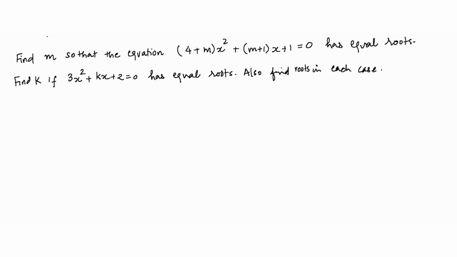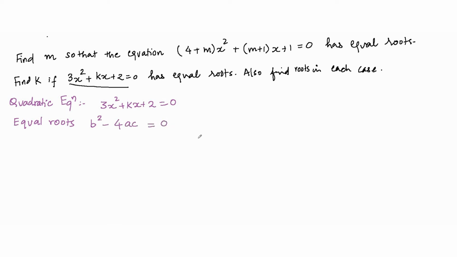So let's take a look at this question. Find k if this equation has equal roots. Also find the roots in each case. So what is the quadratic equation that is given to us? The quadratic equation given to us is 3x square plus kx plus 2 equal to 0. We know that for equal roots, the condition is b square minus 4ac should be equal to 0.